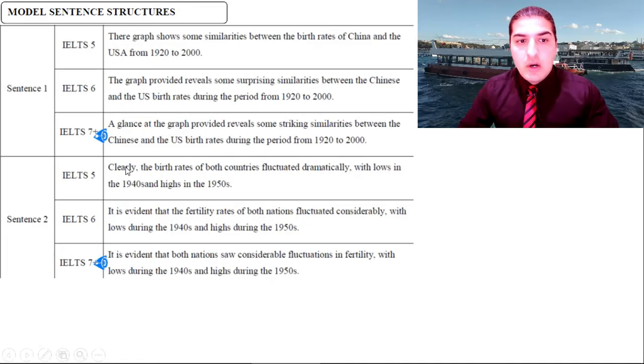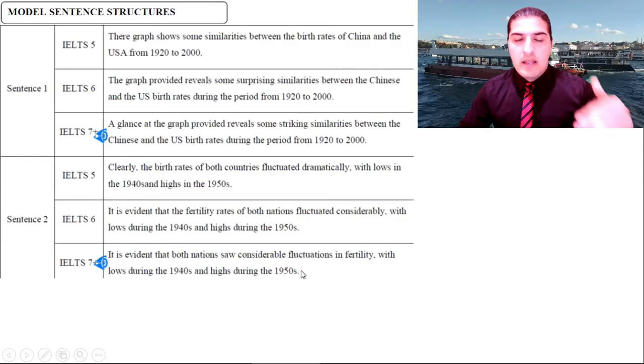High ticket. Or for example, sentence 2: clearly the birth rates of both countries fluctuated dramatically with lows in 1940s and highs in 1950s. It is evident that the fertility in both nations fluctuated considerably with lows during the 1940s and highs during the 1950s. But it is evident that both nations saw considerable fluctuations in fertility with lows during the 1940s and highs during the 1950s. That is how you upgrade to a higher level.